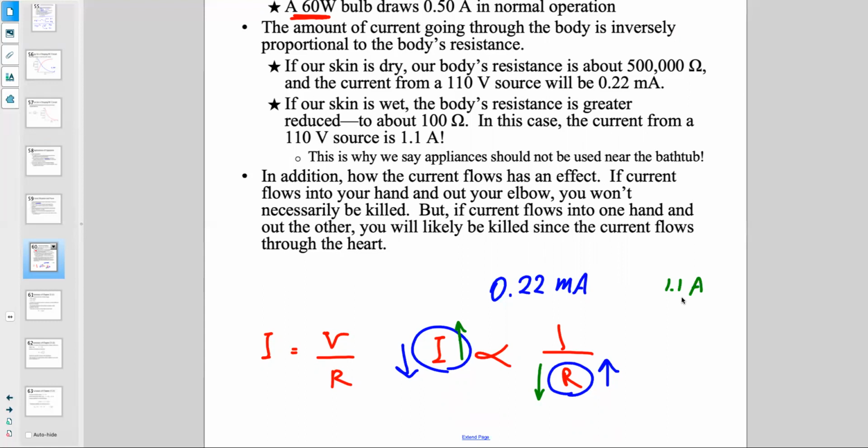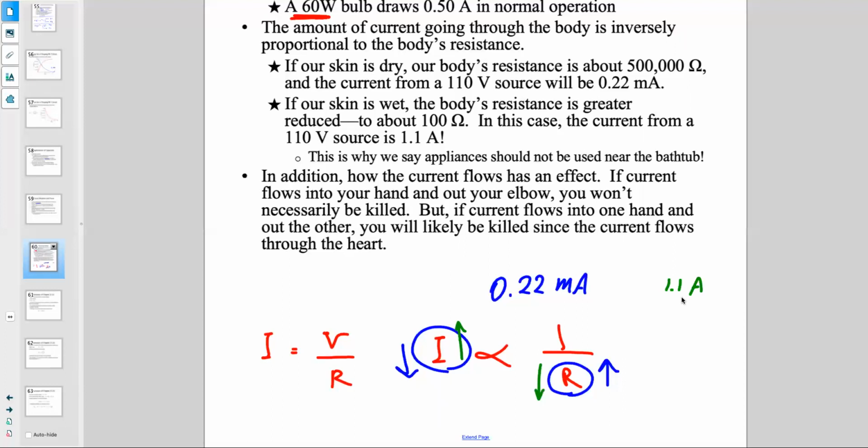In addition, how the current flows has an effect. If current flows into your hand and out of your elbow, it won't necessarily kill you, it will still hurt you. But if the current flows into one hand and gets out of, for example, your legs or the other hand, it will likely kill you because the current is going through your heart. So it's also important which direction the current is going.